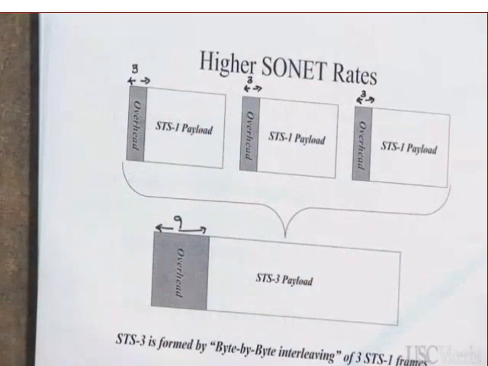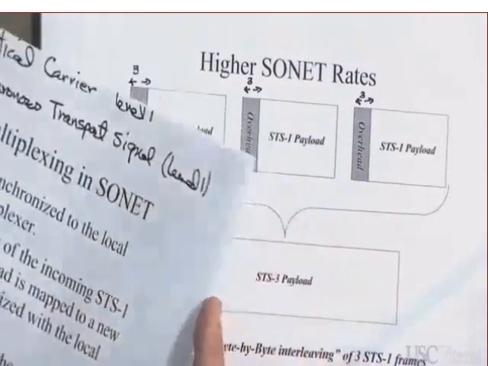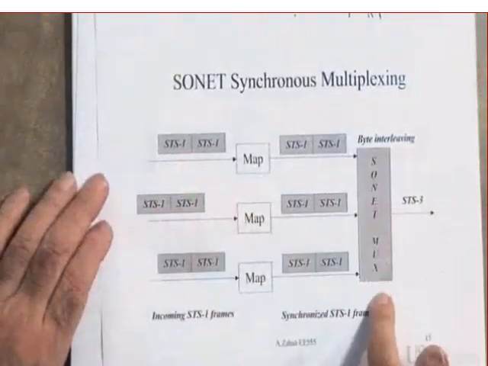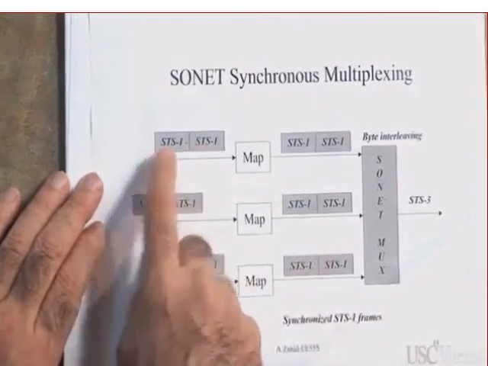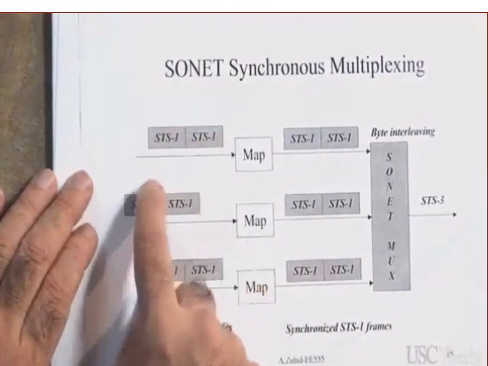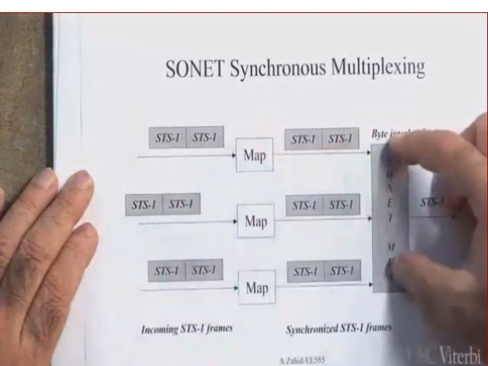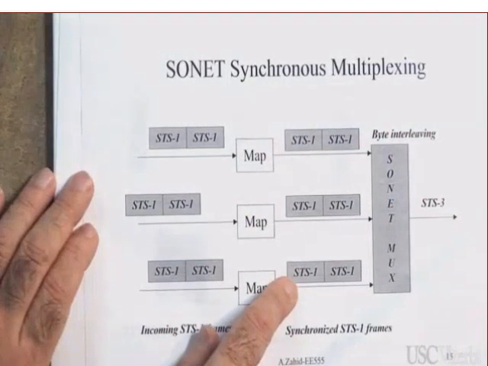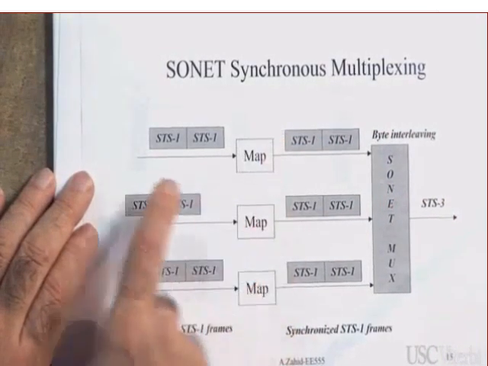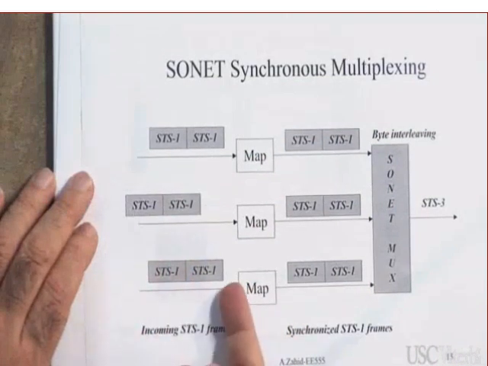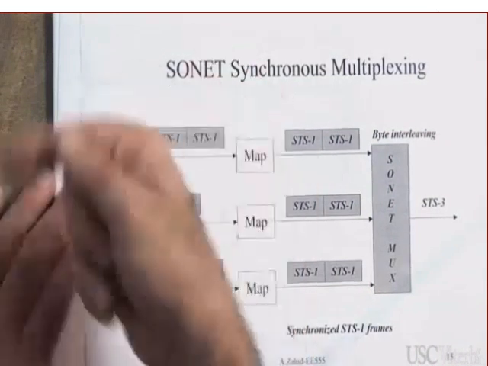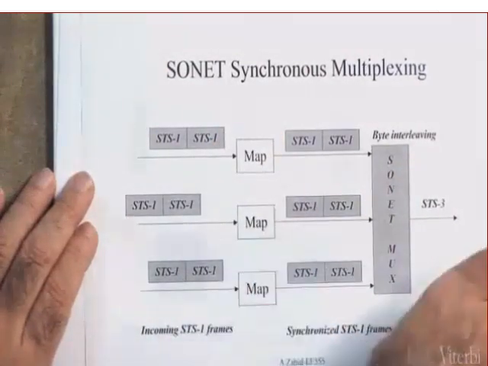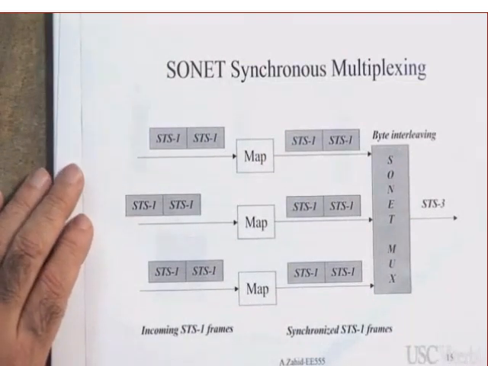Clear? Okay. But in doing so, they needed, first of all, to make sure that when the STS1 frames come to the SONET MUX, before they get multiplexed, they need to be aligned. Did you understand what I just said? When they come, are they coming aligned? They are not coming aligned when they come from different locations. Before they get multiplexed, they get aligned together. Clear?